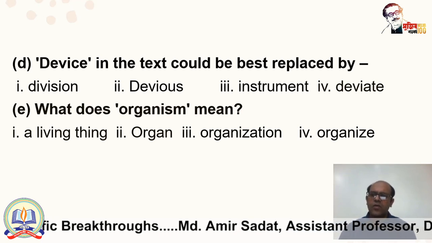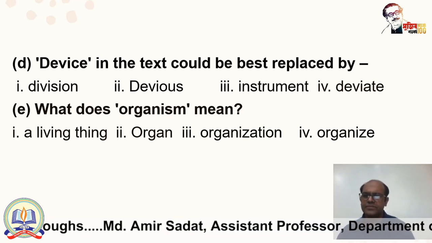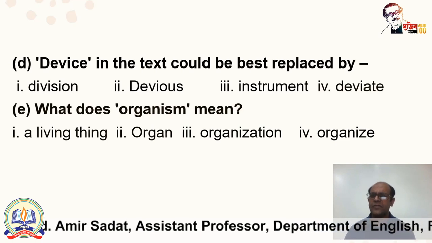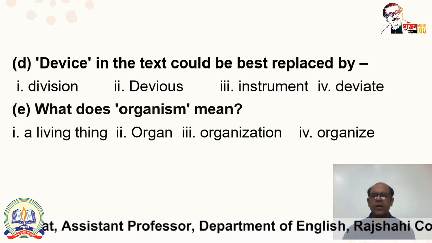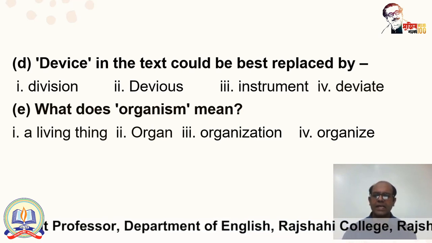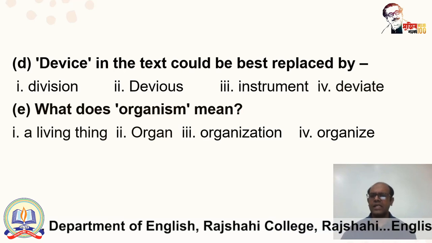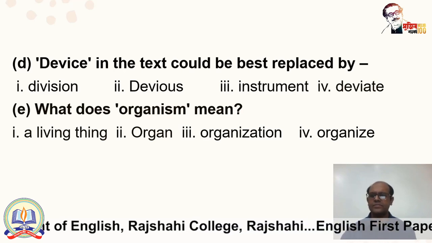And number E, what does organism mean? Organism means a living thing, or organ, or organization, or organize. Here a living thing is the correct answer.